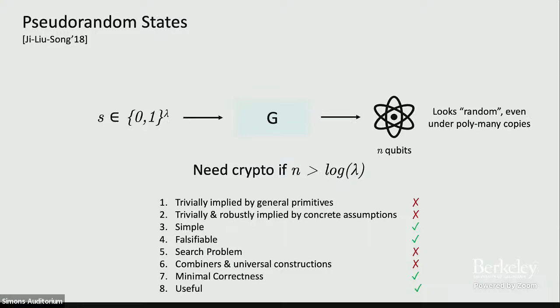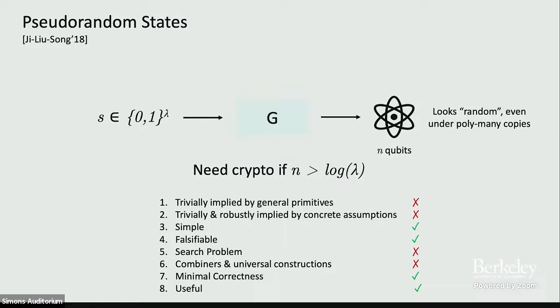So what is a pseudorandom quantum state? It's kind of like a pseudorandom generator, except that the output is a quantum state. So we have this quantum procedure G that takes as input a classical seed and outputs a quantum state. I'm just going to call the input length lambda and the output length n qubits. I'm not going to define security precisely, but we want that the output state looks random even under polynomially many copies of the state.